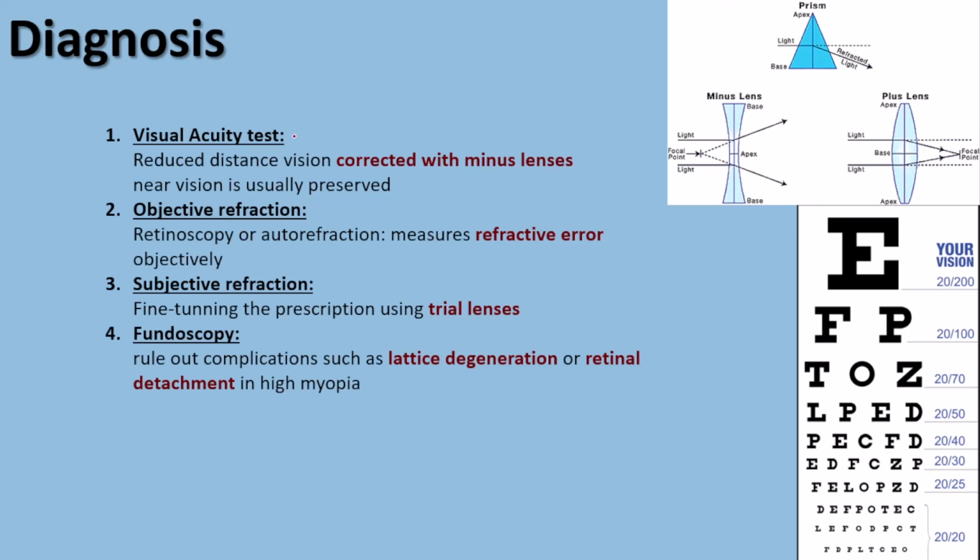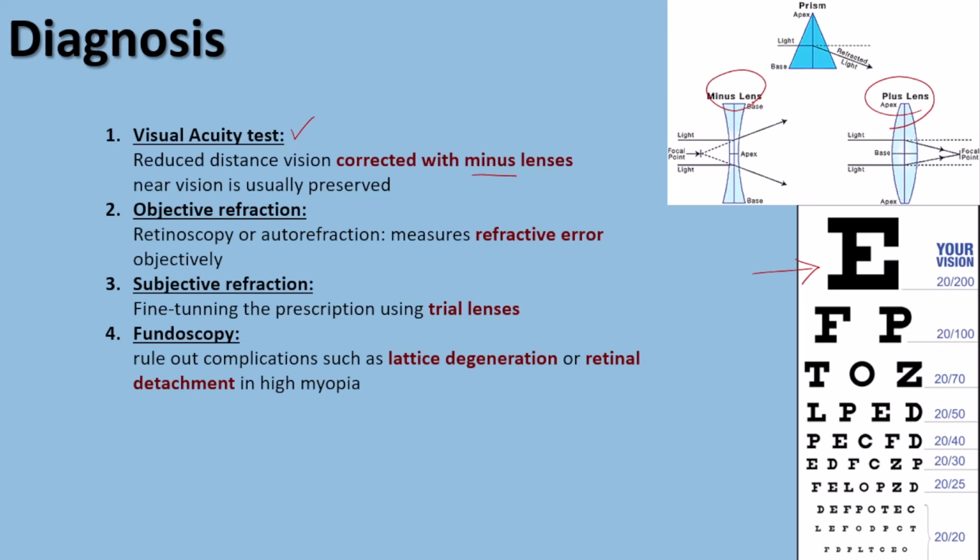The first test that we are going to use is visual acuity test. This is the test that you are going to see, and in this case the patient will have problems seeing distant objects, and the problem is going to be corrected with the minus lenses. Recall that we have two lenses that can be used in ophthalmological settings. We have minus lenses and we have plus lenses.